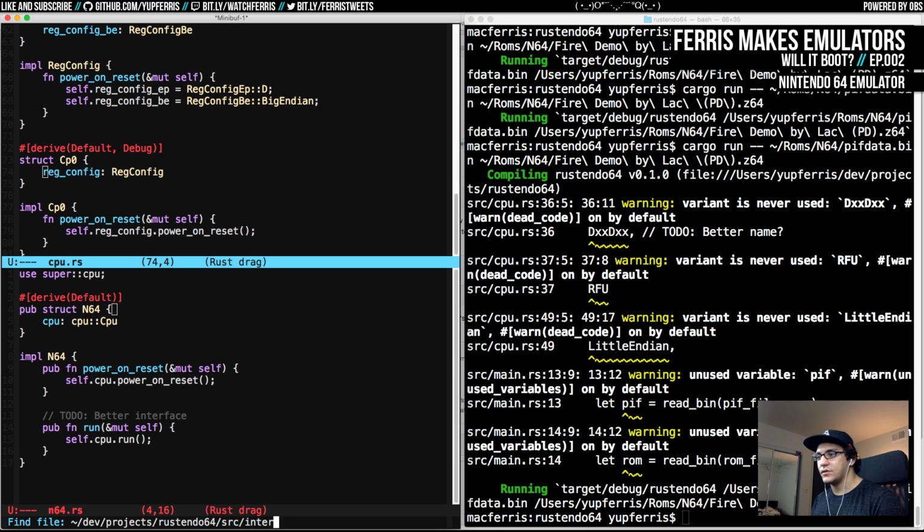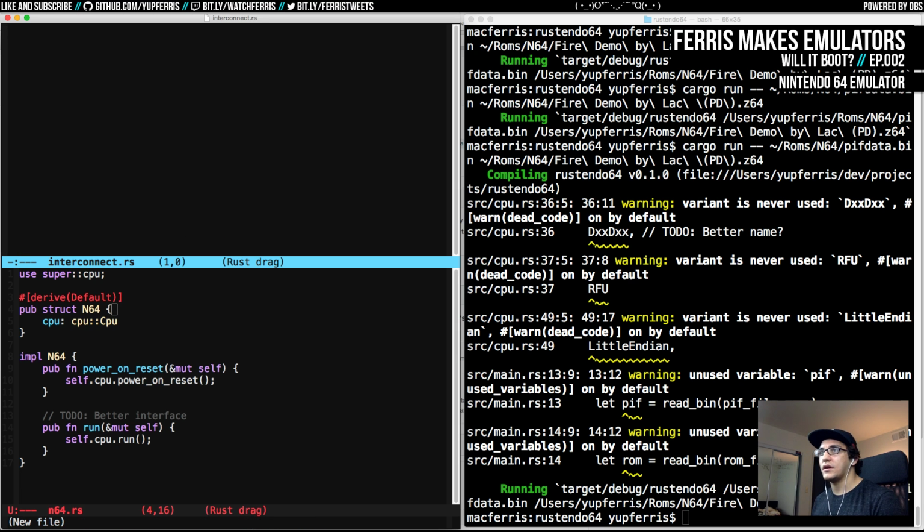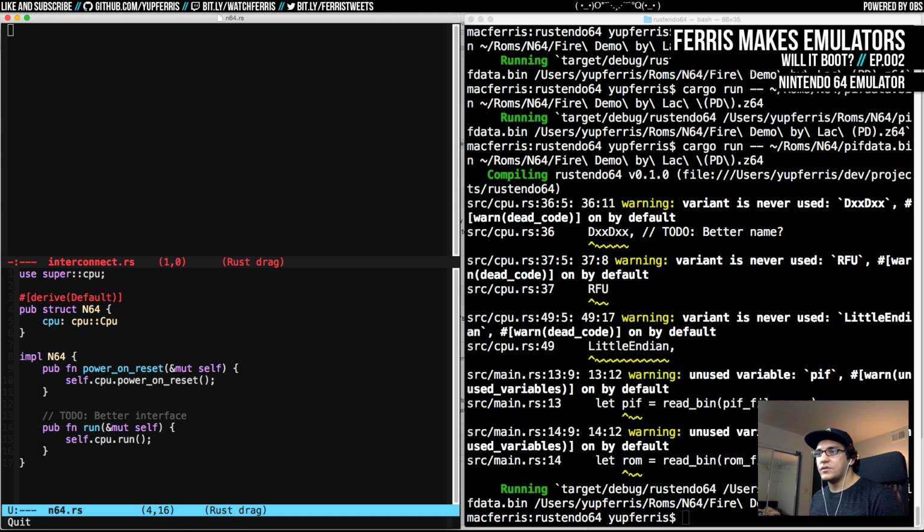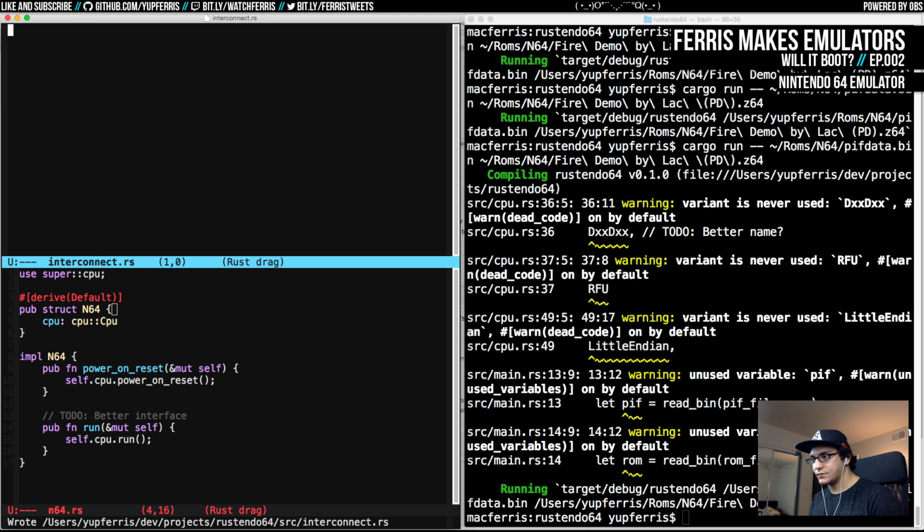Let's actually, we'll do interconnect.rs. And interconnect is what will be used to model all the buses on the system. Also, we need to go into, no, I'll do that later. Yeah, so pub struct Interconnect.